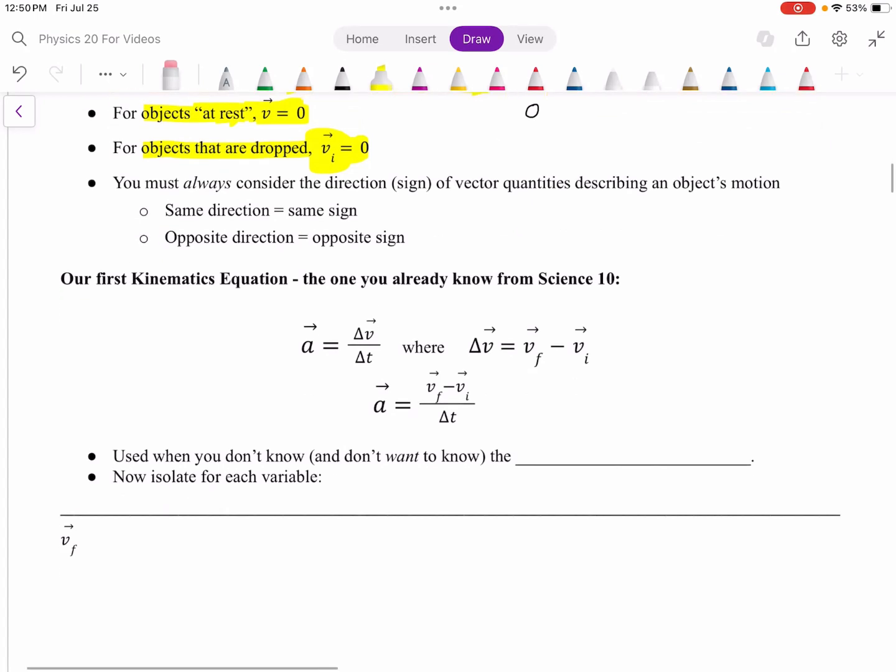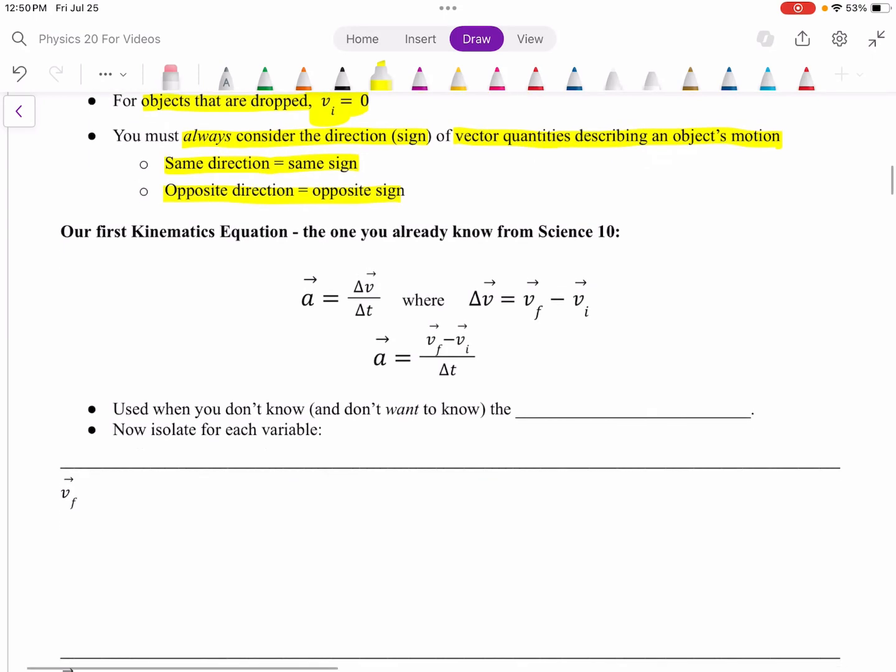And as always, but good to get a little reminder in now, remember you always need to consider the direction and therefore the sign of vector quantities that describe an object's motion. If they're in the same direction, they must get the same sign. If they're in the opposite direction, they must get the opposite sign. So if your velocity is forwards, but your acceleration is backwards, for example, you will get the wrong answer if you make those both positive. You need to give them opposite signs because they're in opposite directions.